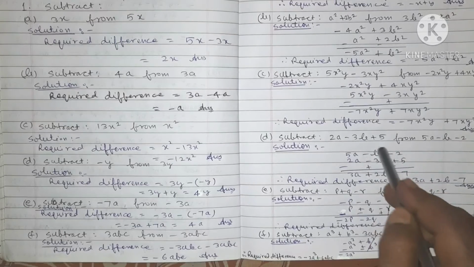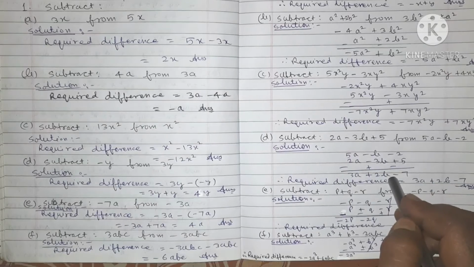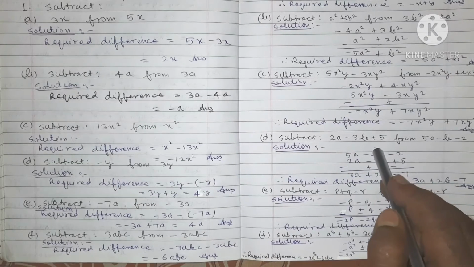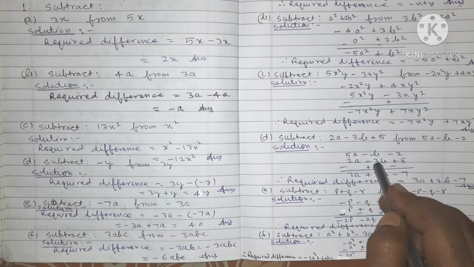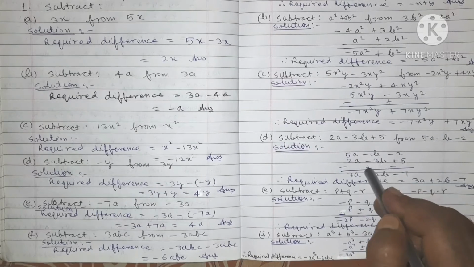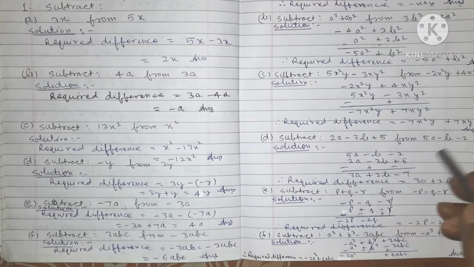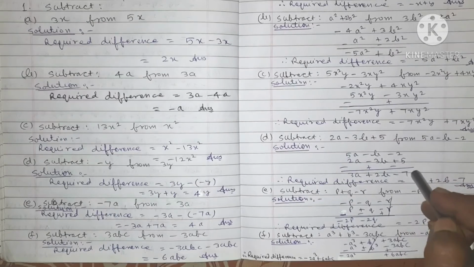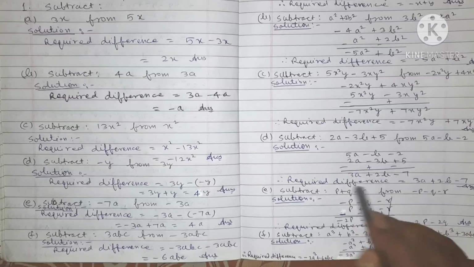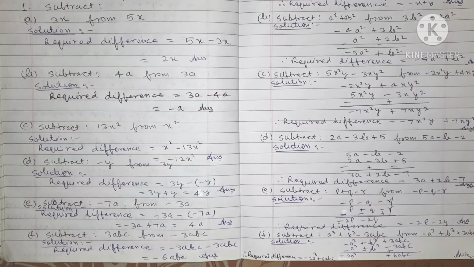Now for the second line, minus, plus, minus, we do minus. 3b minus 1b, 2b. Since absolute value of plus 3 is more than absolute value of minus 1, we write the sign of 3b, and it is plus, so we write plus sign. Minus, minus, plus, we do plus. 5 plus 2, 7. Both are minus, sign is minus. Therefore, required difference equals 3a plus 2b minus 7. This is the answer of question number 2D.